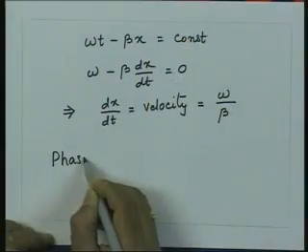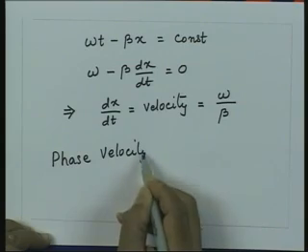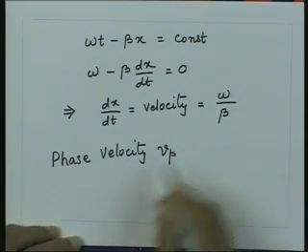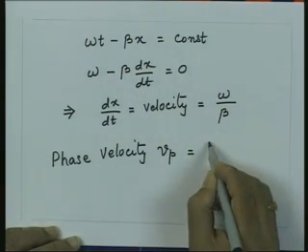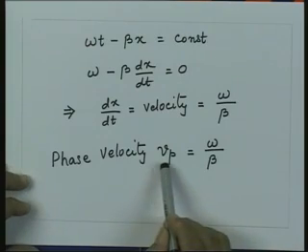So in this situation, when we have said that the phase is moving with this velocity, we call this velocity of the wave the phase velocity. So we explicitly say that this velocity is the phase velocity. Normally it is denoted by Vp, and that quantity is nothing but omega divided by beta.